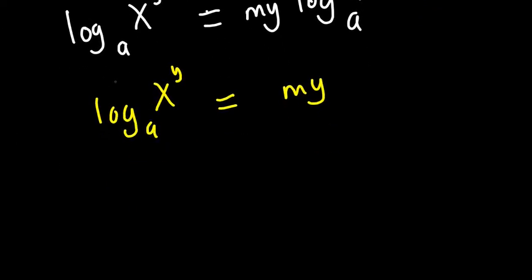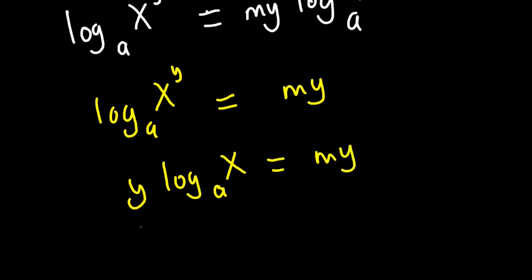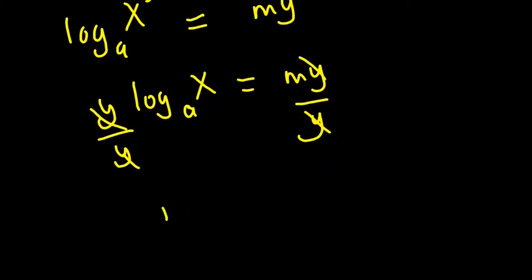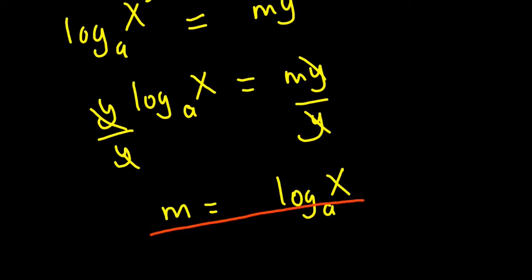We can also do the same on the left side of the equation. We have log a of x to the power y. So we are just moving the power in front of the logarithm, that's all. My. Of course, we can divide by y. Now m is equal to log x base a.